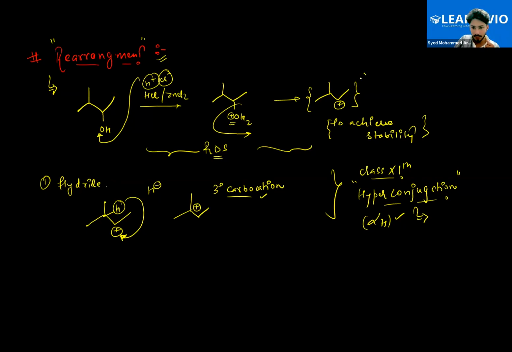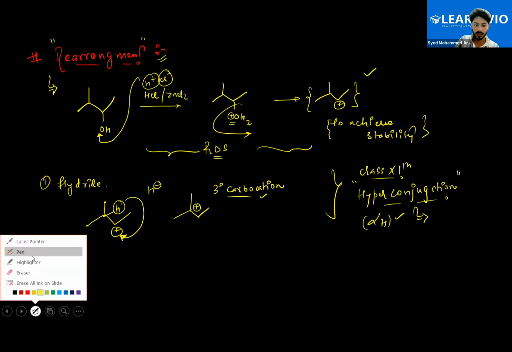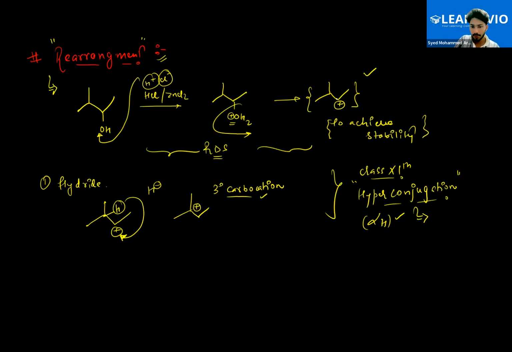So let us count the alpha H in this 2 degree carbocation. Why is it a 2 degree carbocation? Because the positive charge is present on the carbon which has degree 2. This carbon is attached to two carbons, one is 1 degree and the other is 3 degree.